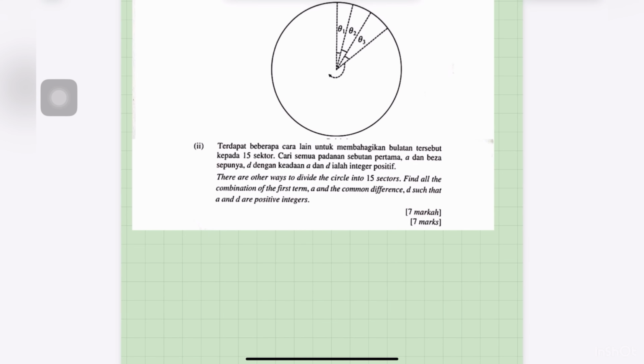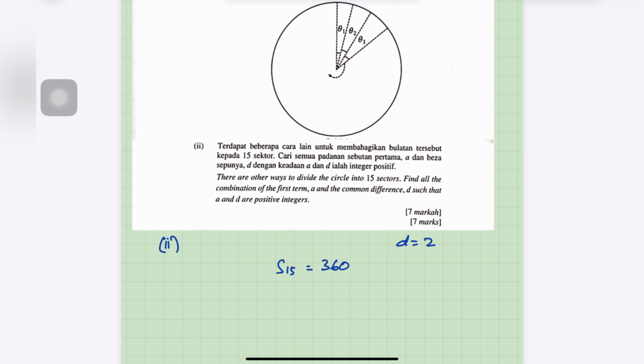Roman 2. There are other ways to divide the circle into 15 sectors. Find all the combinations of the first term a and the common difference d such that a and d are positive integers. So for Roman 2, it wants ones other than d equals 2 and a equals 10. But the total is still 360, meaning S15 still equals 360. Just now we had d equals 2, so we have to find others.